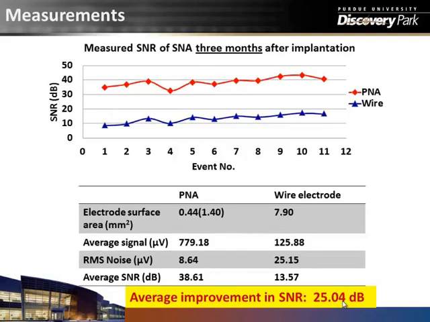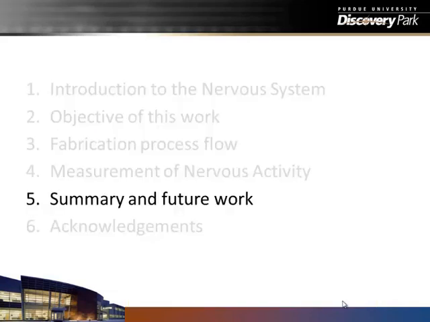And after 3 months, same trend. You see, average signal has dropped a bit, but it's dropped on both sides. And that's understandable because electrodes get poisoned with time. The RMS noise, we are still better, lower noise compared to the wire electrodes. Signal-to-noise ratio has dropped, but we still have an advantage of about 25 decibels over conventional wire electrodes.